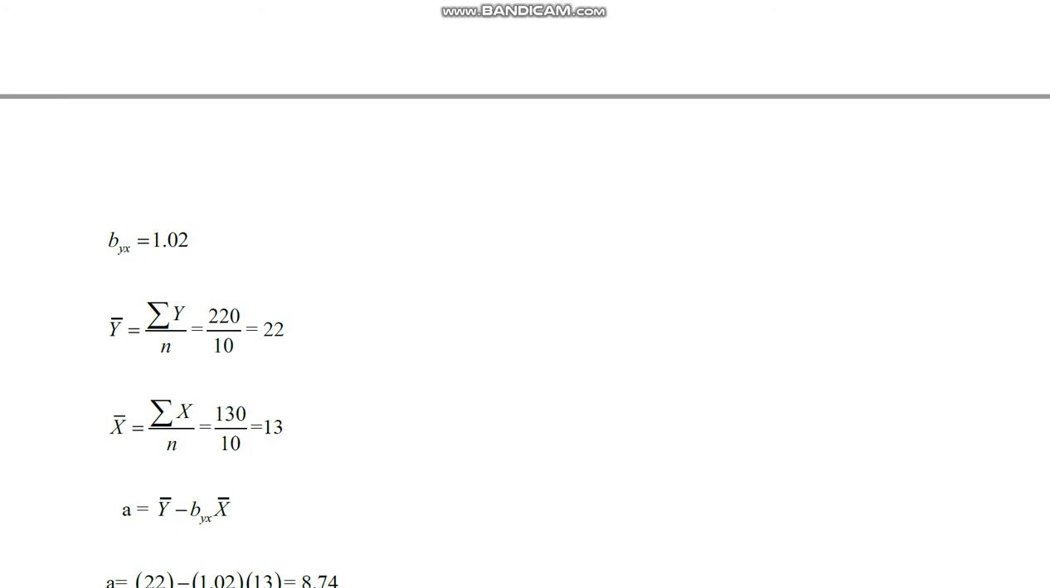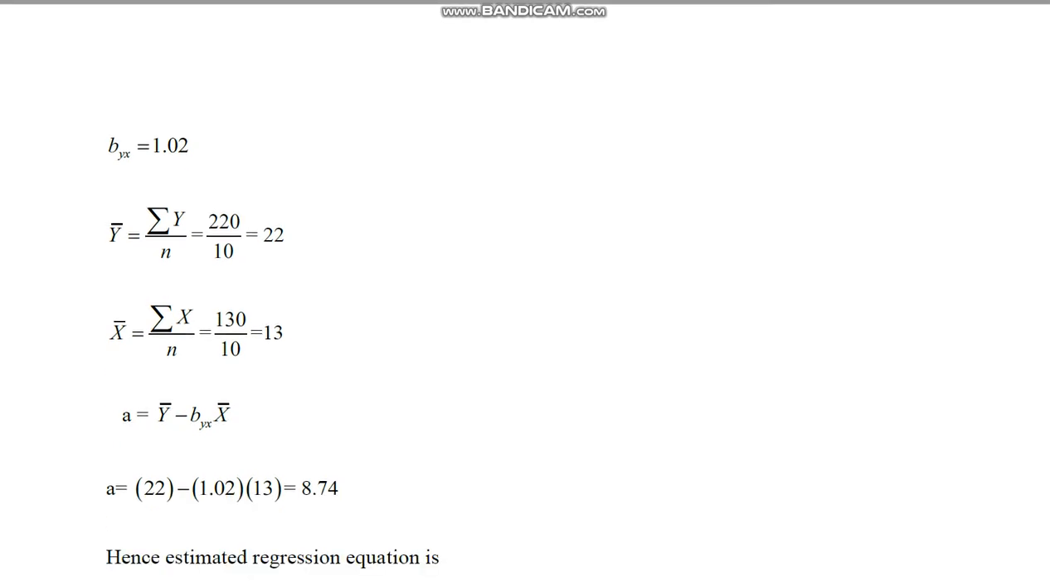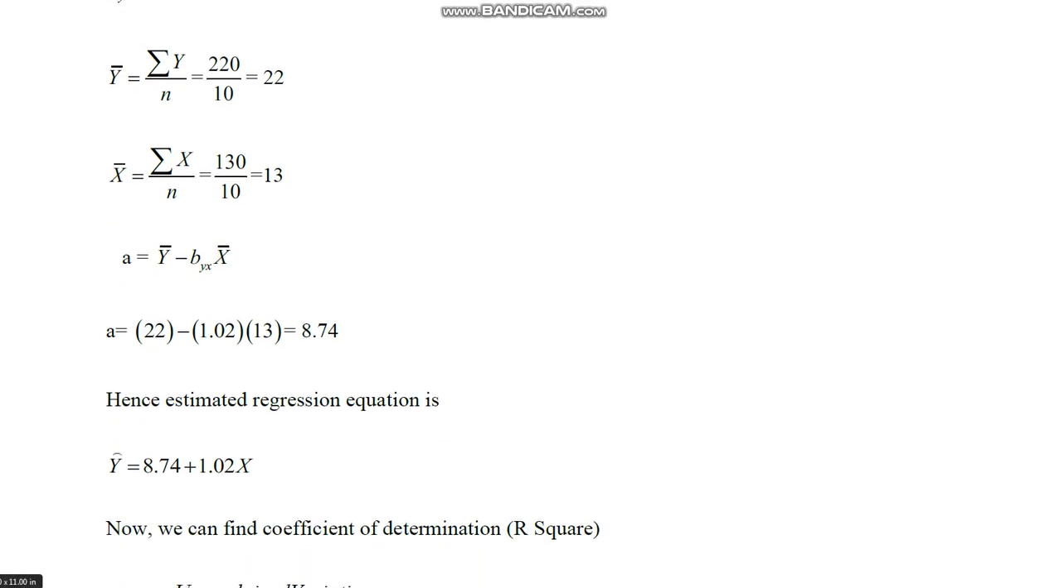x bar is equal to summation x over n, and by dividing the sum of x by n observations we have x bar value 13. Put these values in this formula: y bar minus b yx, the value 1.02 as we calculated here, times x bar 13, so the intercept is 8.74. Hence our estimated regression equation is y cap is equal to 8.74 intercept plus slope 1.02 times x, the independent variable.